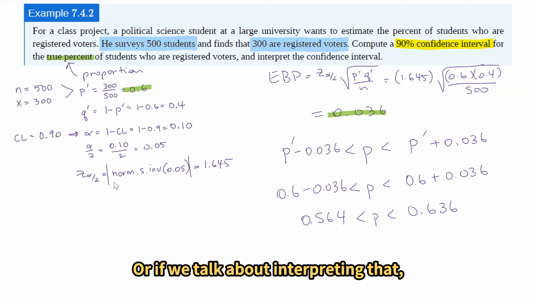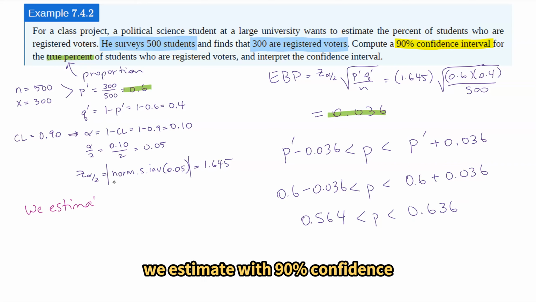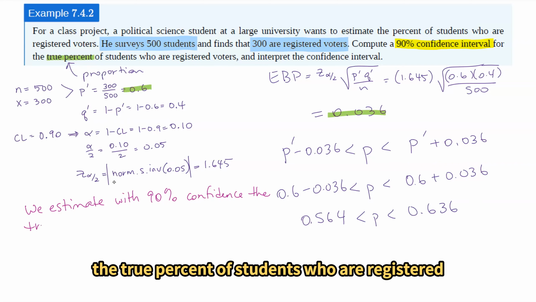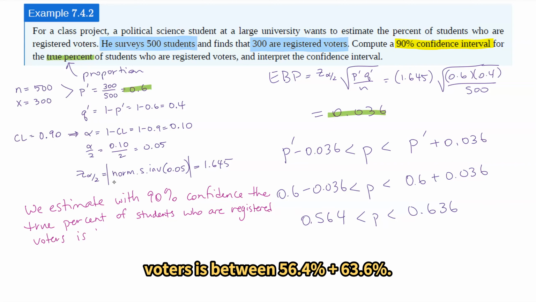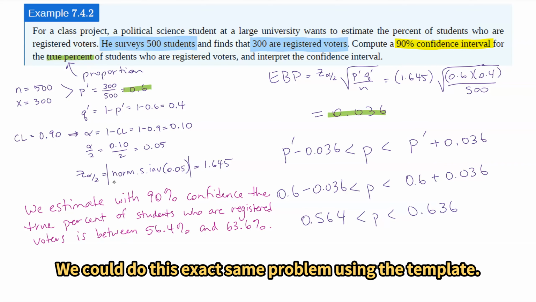Or, if we talk about interpreting that, we estimate with 90% confidence the true percent of students who are registered voters is between 56.4% and 63.6%. We could do this exact same problem using the template.